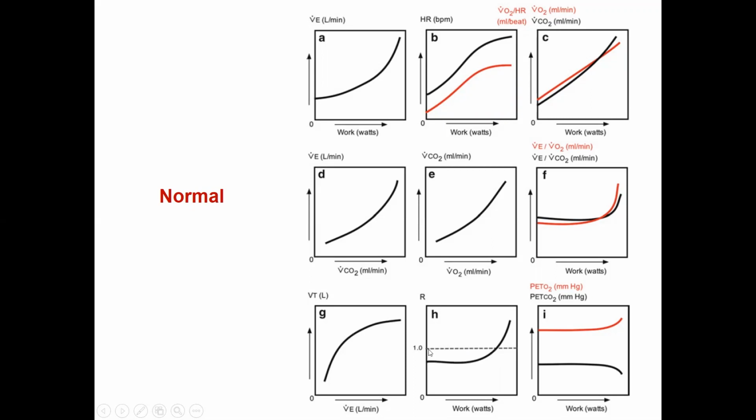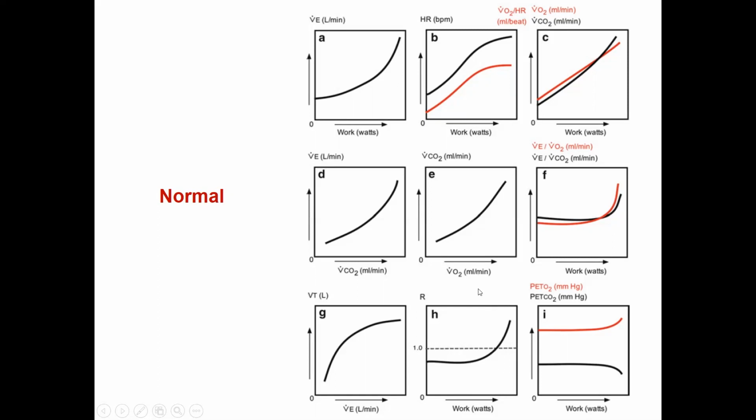So if your RER, this is your 1. Once you hit anaerobic threshold, your VCO2 production will exceed your VO2. And so this is when your RER will exceed 1. And if you increase, this is when you know the patient has made an adequate effort. And also it's a signal telling you that the patient hit anaerobic threshold. So this is your RER relationship.